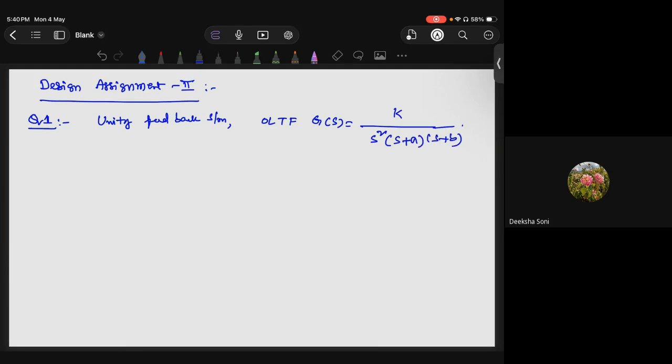These A, B values are given differently for each individual student. A is greater than 0, B is greater than 0. So this is given. Now we need to design a cascade compensator using the Bode plot that satisfies the following specifications.